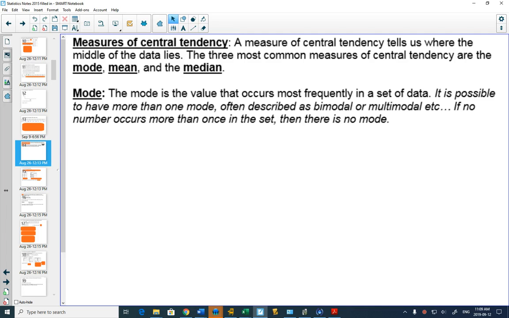Now, sometimes there is something that happens more than once, so we've got the word bimodal or multimodal. You could have 10 people make 10,000, 10 people make 20,000, one person makes $1 million. Well, then that would be bimodal because you have two values that both happen 10 times. And if everything happens only once, we say there's no mode.